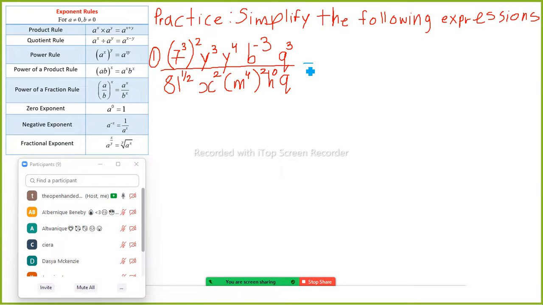All right, so let's begin with the first. Let's begin with this one. Can someone tell me what rule I have to use for this one? I have 7 to the third power all raised to the power of 2. What rule should I use? Power rule. Power rule, excellent, very good. So if I use the power rule, what would I have?